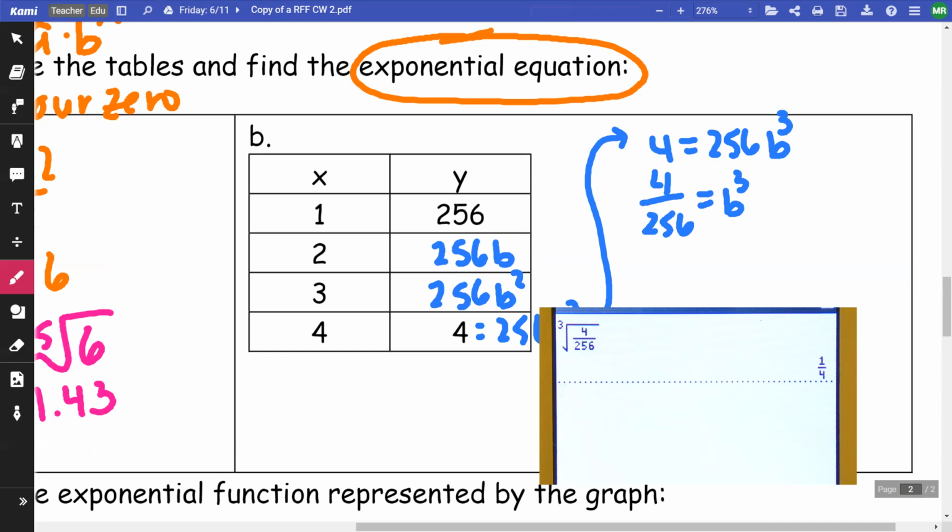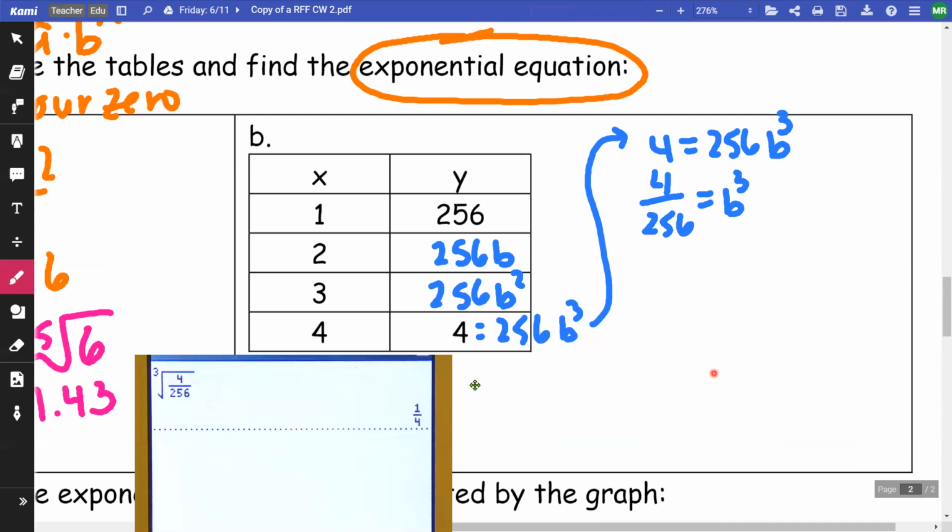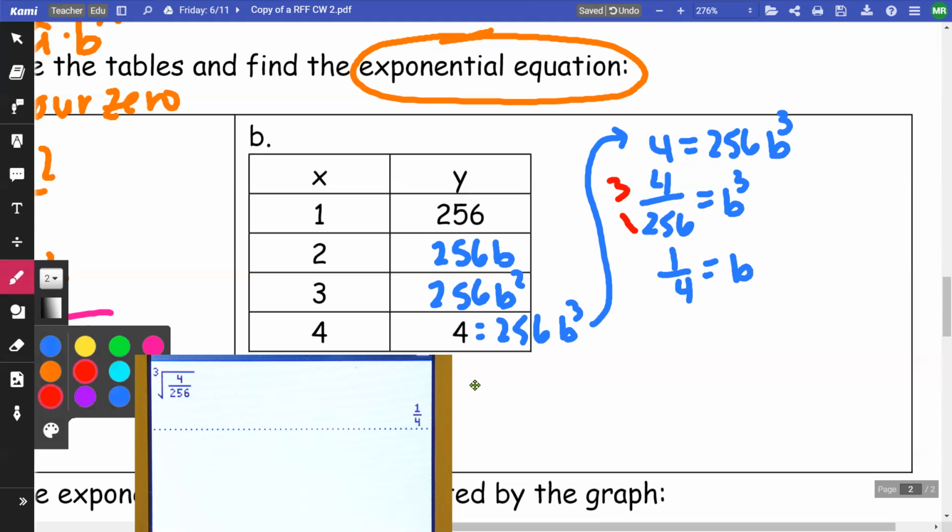And I actually get a nice answer. I got a 1/4. Or if I put it in my calculator as a decimal. And again, I'm taking the cube root. Let me write that. Taking the cube root. Or 0.25 if you have it as a decimal.